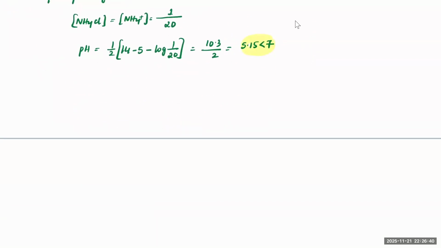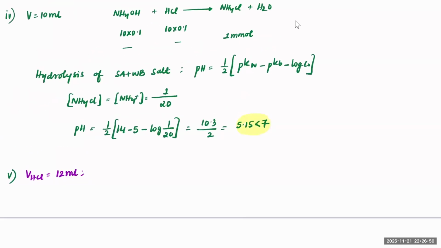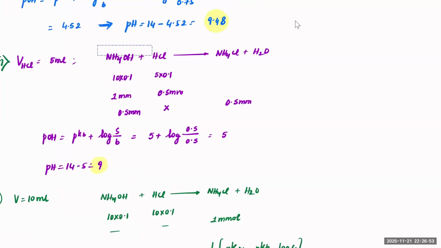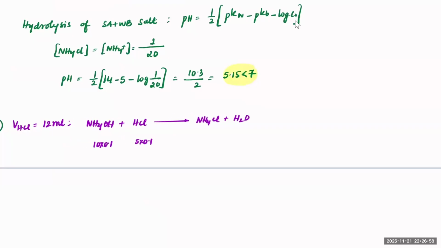And let me write the last case, the fifth one. When the volume of HCl is, let's say, 12 ml, I took eventually everything at 12 ml. So for 12 ml, what can I say here? When HCl added is 12 ml, we have 12 into 0.1. So this will get over with. You will have here 0.2 millimoles left. And here we will have 1 millimole formed.